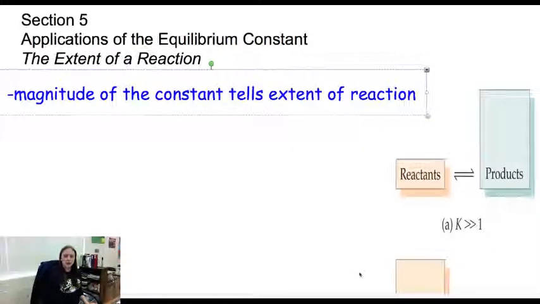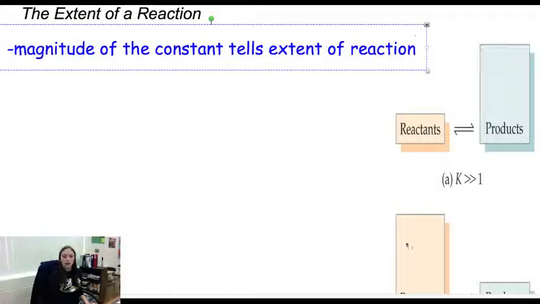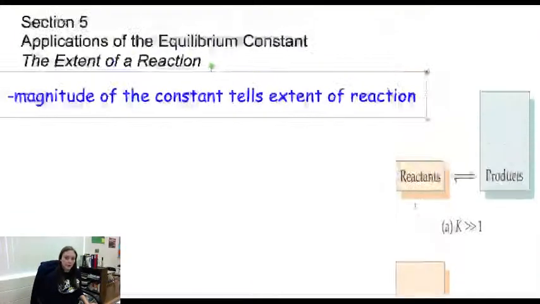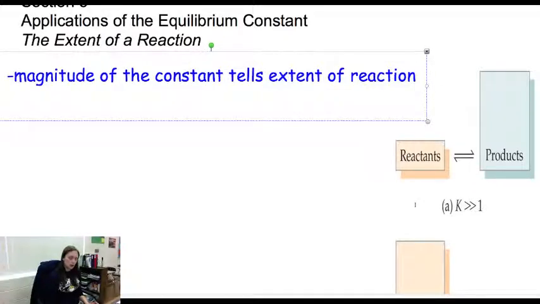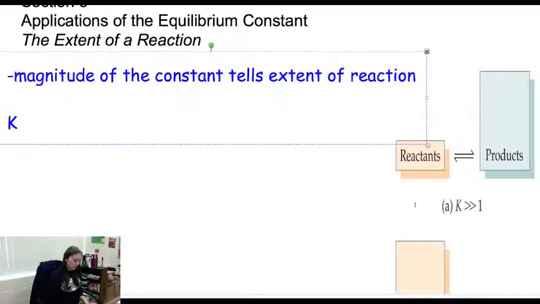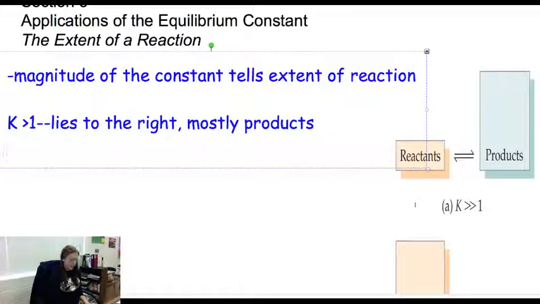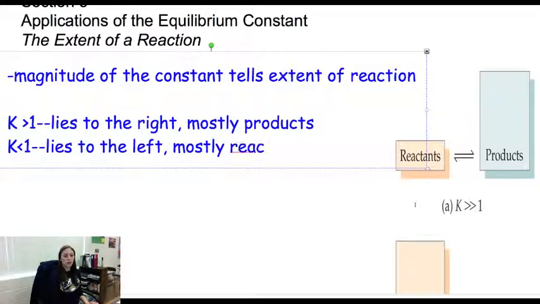If you have a K that is way bigger than 1, like this example here shows, that means you have lots of products. If you have a K way less than 1, that means you have a lot of reactants. It's all about that because it's products over reactants. And so that's just what we're looking at here. Like I said, we already kind of talked about this one. K is greater than 1, it lies to the right because we have mostly products. If K is less than 1, then it lies to the left, and it is mostly reactants.